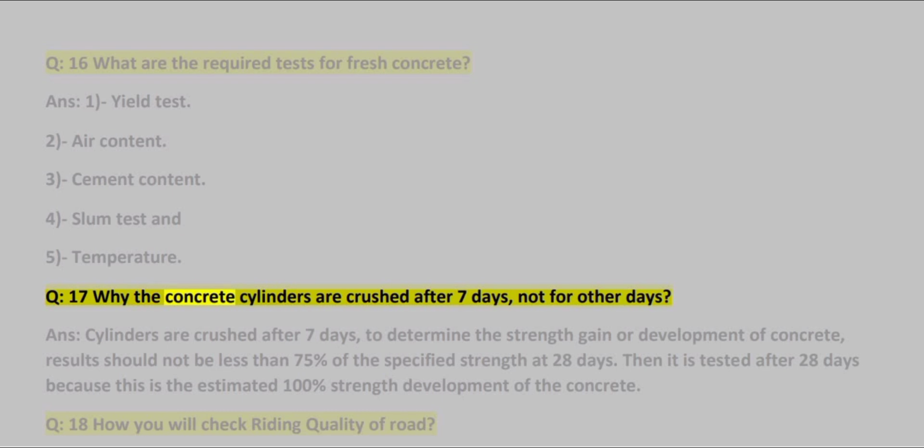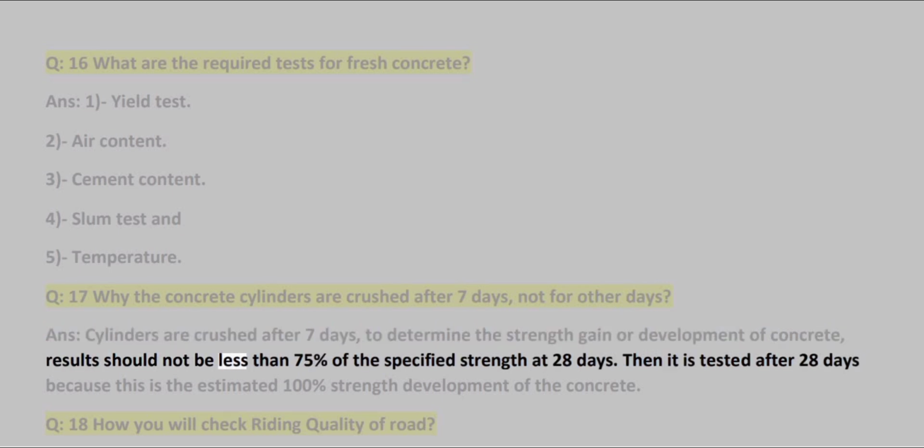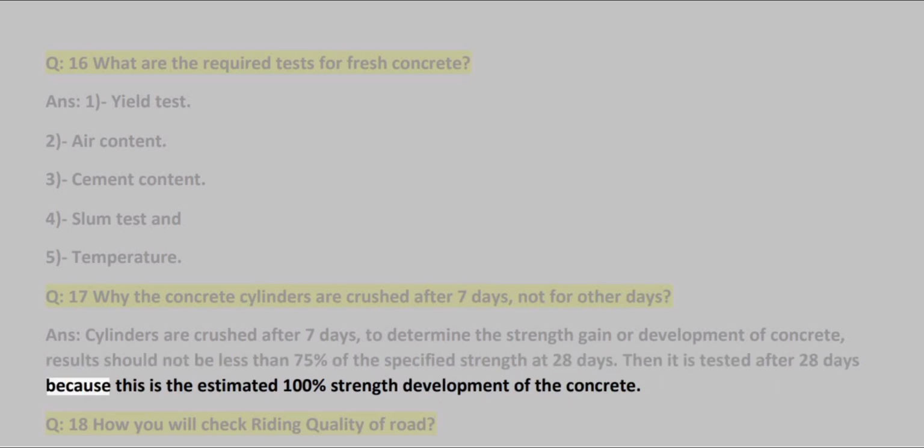Q17 Why are the concrete cylinders crushed after 7 days, not for other days? ANS: Cylinders are crushed after 7 days to determine the strength gain or development of concrete. Results should not be less than 75% of the specified strength at 28 days. Then it is tested after 28 days because this is the estimated 100% strength development of the concrete.